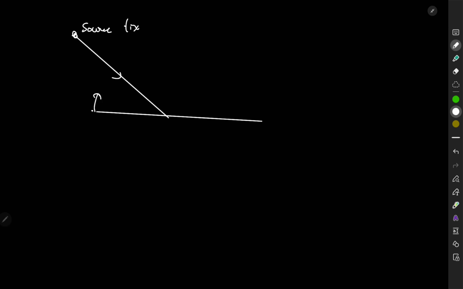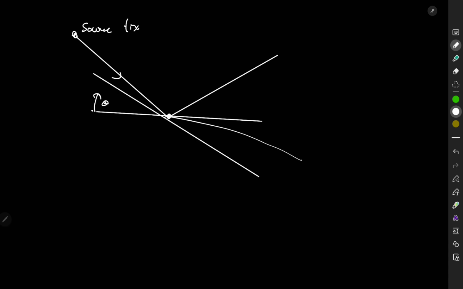Moving further, when, let's say, an incident ray, right? We are going to fix this source, and we are going to rotate the plane mirror. Fix the point here. I'm going to rotate the plane mirror by an angle theta. Initially it will be like that, but after rotation it will be like this, right?